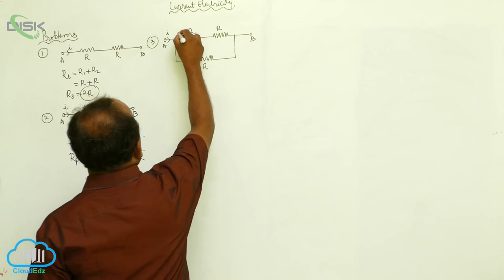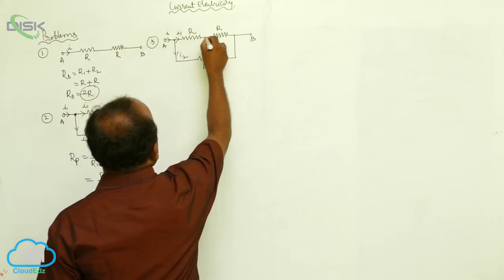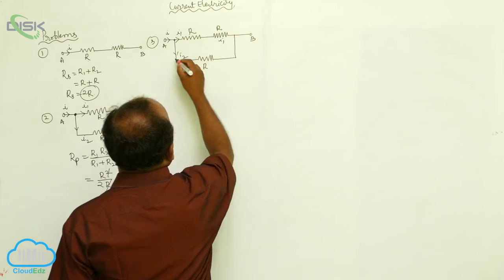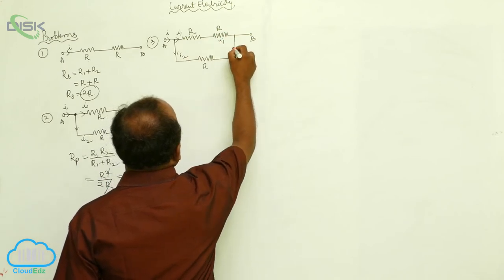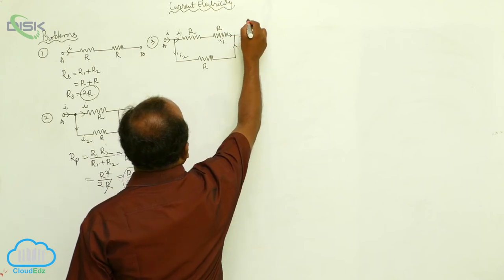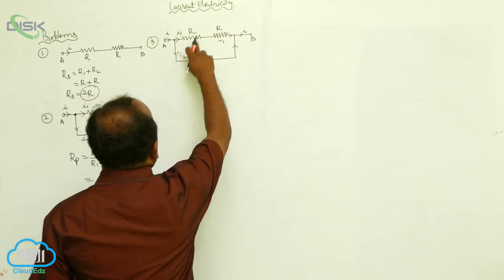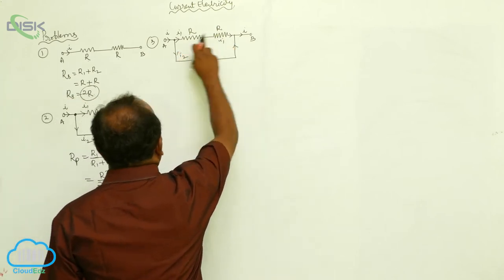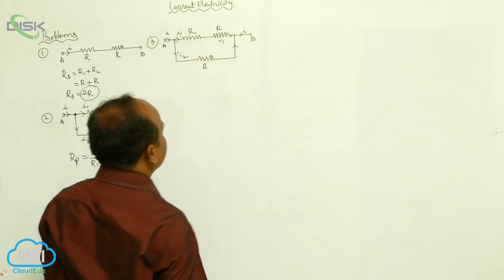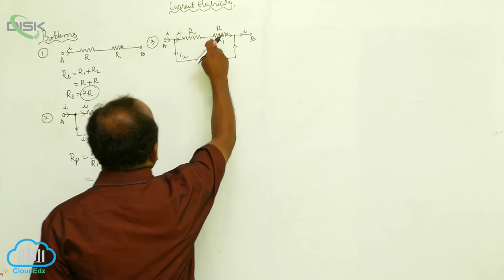Current distributes, that is I1 and I2. Here what is the current? I1. Here is also, what is the current? I2. I2 is coming like this, I1 coming like this, both are combined to form I. Therefore, here the current is I1, and here the current is I2. Between these two, current has a unique path. Therefore, these two resistances are said to be in series.